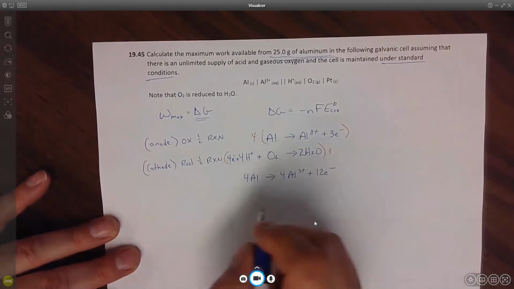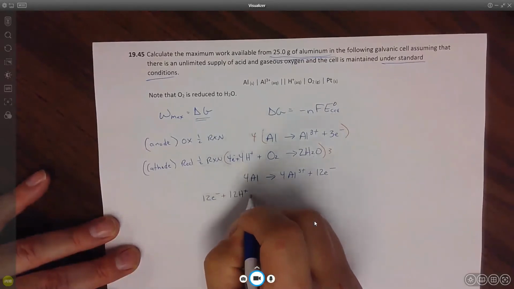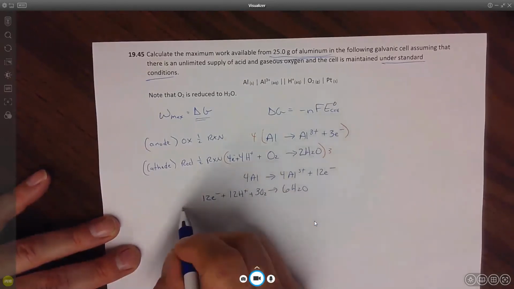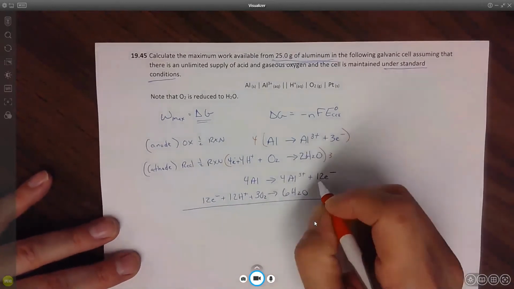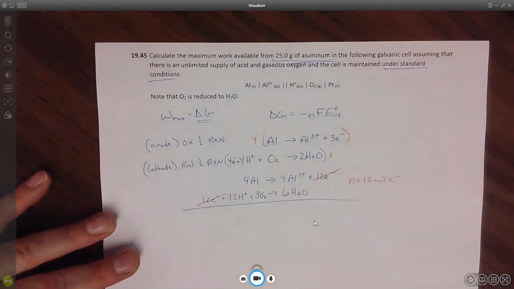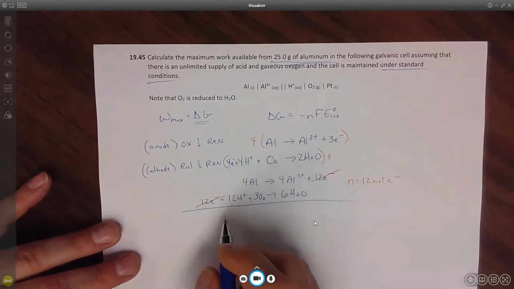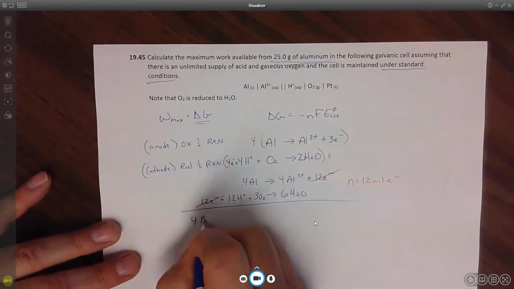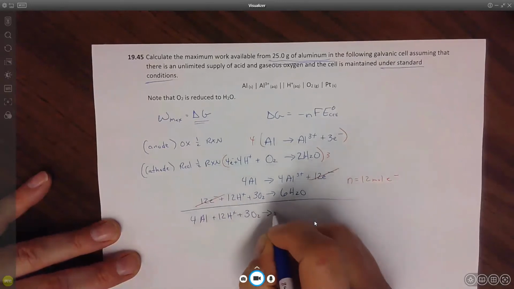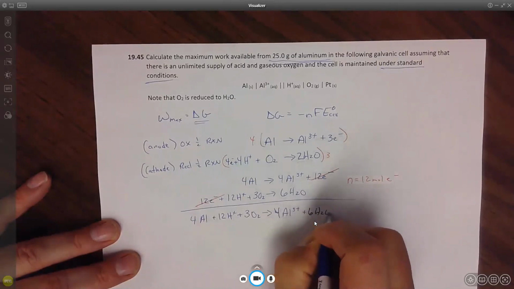And then this guy here is going to be 12 electrons plus 12 hydrogen ions plus 3 oxygens going to 6 H2O. Now we could add them. The 12 electrons cancel. That, of course, means there's 12 moles of electrons being transferred in this equation. That's our n value. And our final equation then is the 4 aluminum plus the 12 hydrogen ions plus the 3 oxygen going to 4 aluminum 3+ plus 6 H2O.